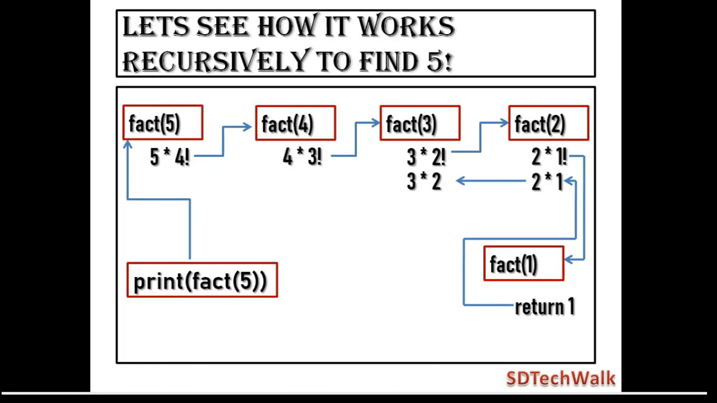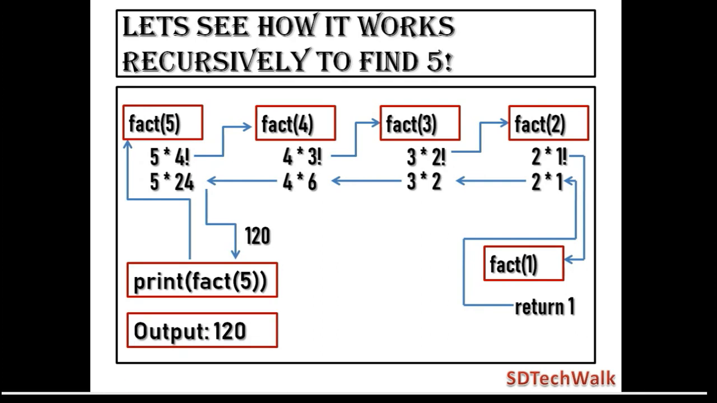3 into 2, that is 6. That will be returned to the function from where it is called, that is, it will return 6 to fact of 4. Now 4 into 6, that is 24, will be returned to fact of 5. And now 5 into 24 will be calculated, and that is 120, which is returned to the function from where it was called. So the output value is 120. This is how the function works recursively.